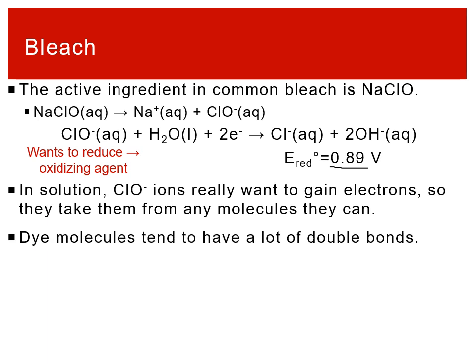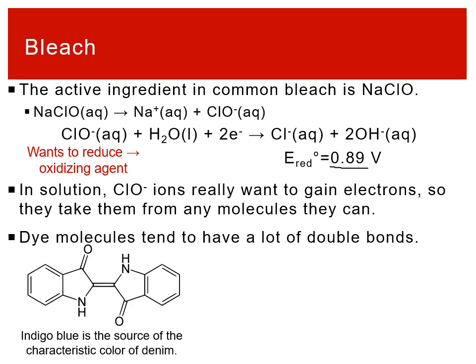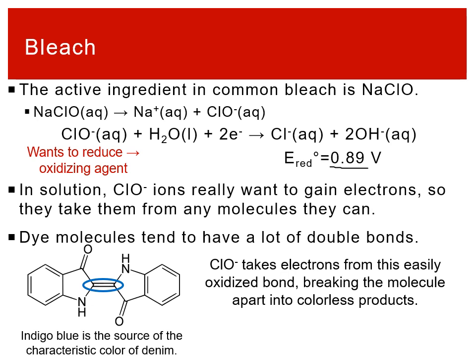So dye molecules, things that we use to color things, tend to have a lot of double bonds. For example, this is indigo blue. We've got this kind of modified Lewis structure. Everywhere that the lines connect is a carbon, so there's lots of carbon here. It's one of those organic molecules. And you'll note there's this double bond in the middle. And the ClO- wants to take electrons from anywhere it can. The electrons in this double bond are relatively easy to take. So what happens is the hypochlorite reacts with those two electrons, takes them away, and the molecule falls apart. Instead of being blue, it's now colorless. So this is how bleach works to, quote, bleach things.